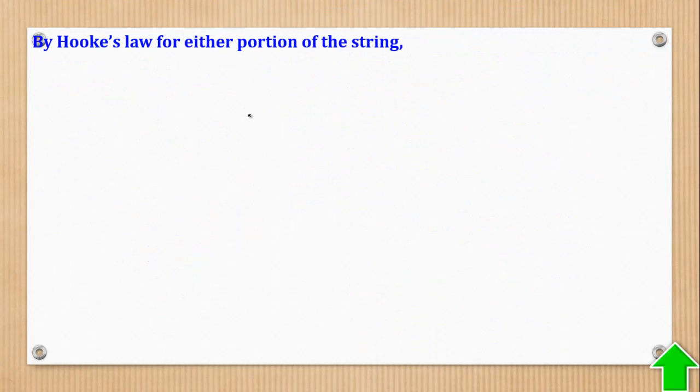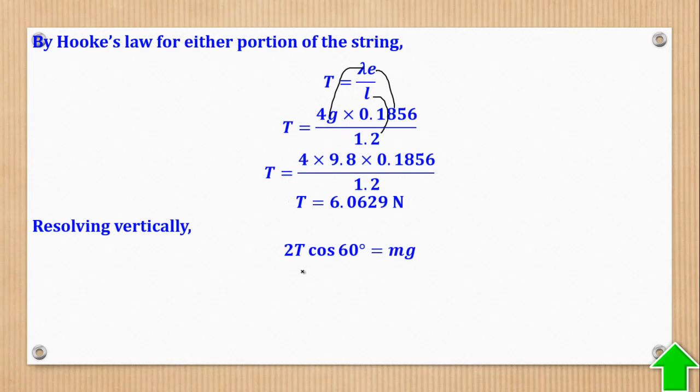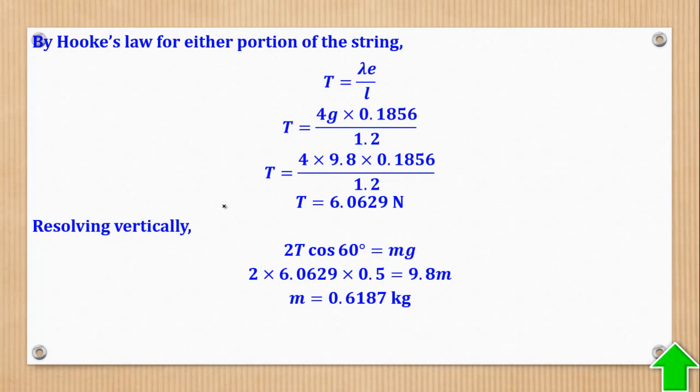So by Hooke's law, for either portion, T is equal to that. So substitute for this, and for that. It gives you the tension as that. So when I resolve vertically, I'll come up with 2T cos 60 is equal to mg. Substitute for T and g, and remain with M as the only unknown. So make M the subject, you'll come up with that, and that's what they wanted.